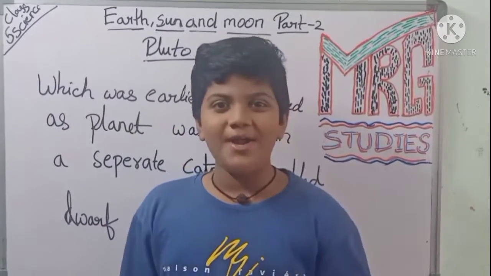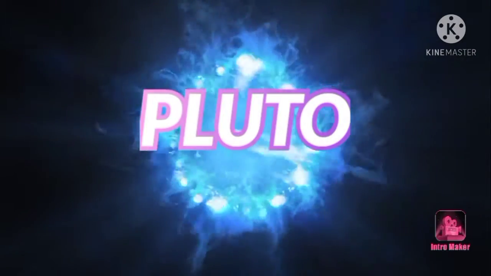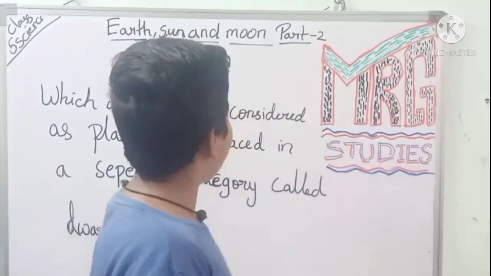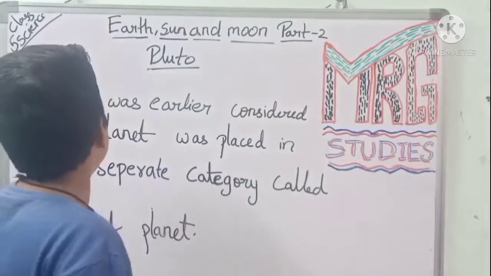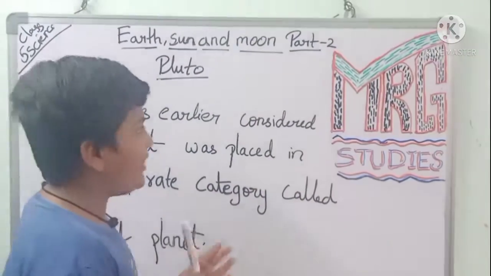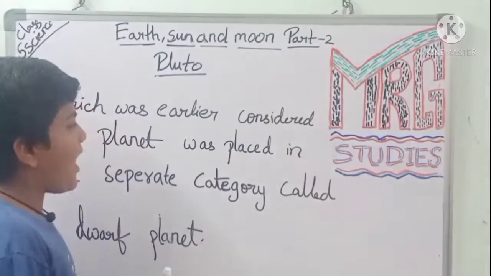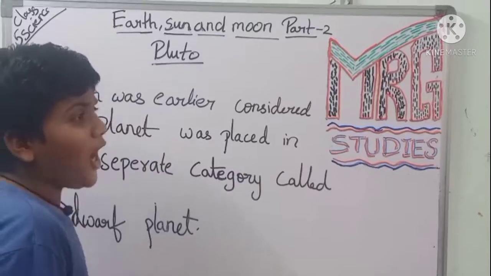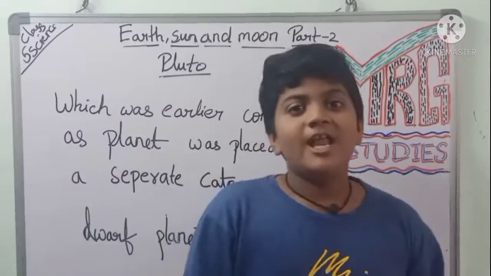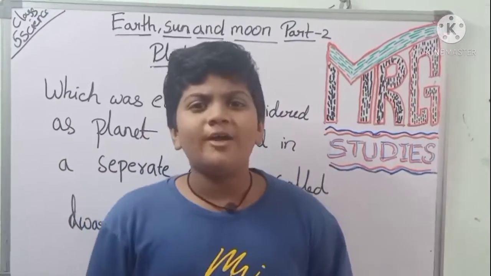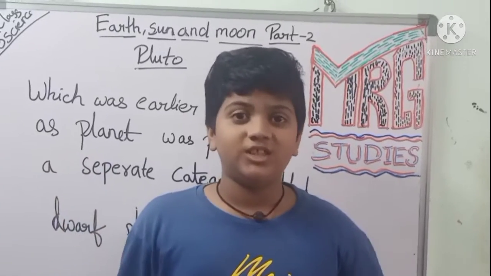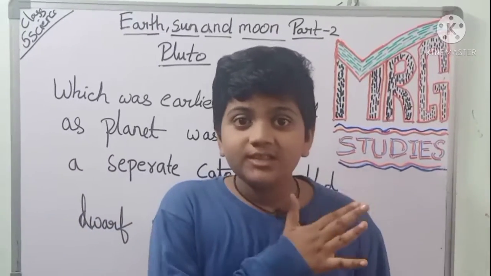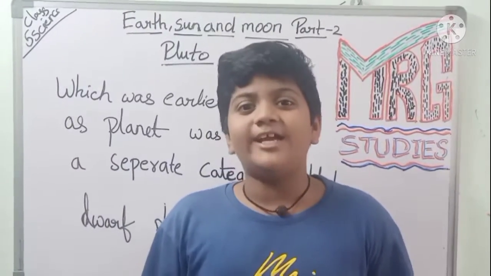In this part 2, I will tell you about Pluto. See friends, Pluto, which was earlier considered a planet, was placed in a separate category called dwarf planet. Categories, friends, separate categories. Like in your school, you have A section, B section, C section. Like categories.